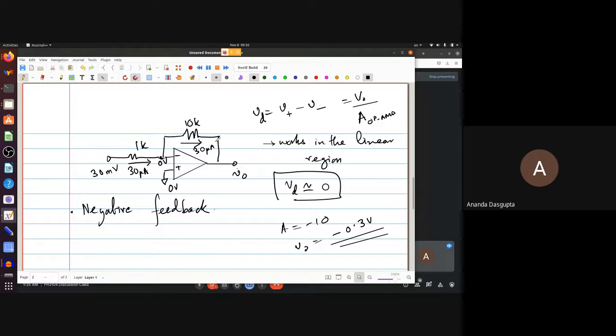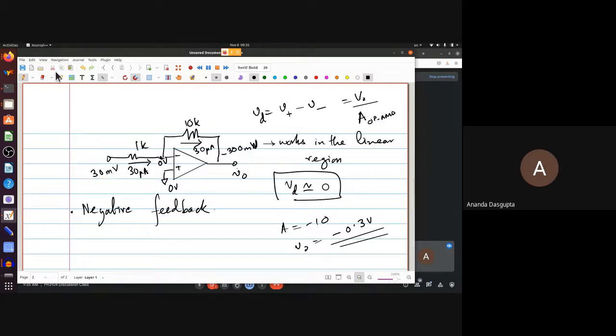Now what will the voltage drop across the 10K resistor be? That will be 30 microamperes into 10 kilo ohms, which is 300 millivolts. But that's a drop. This end is at 0 volts. 300 millivolts drop means this end is at minus 300 millivolts. This of course is just for the specific example, a derivation, so to speak, of the gain equal to minus 10 formula. That's exactly how you derive the gain.